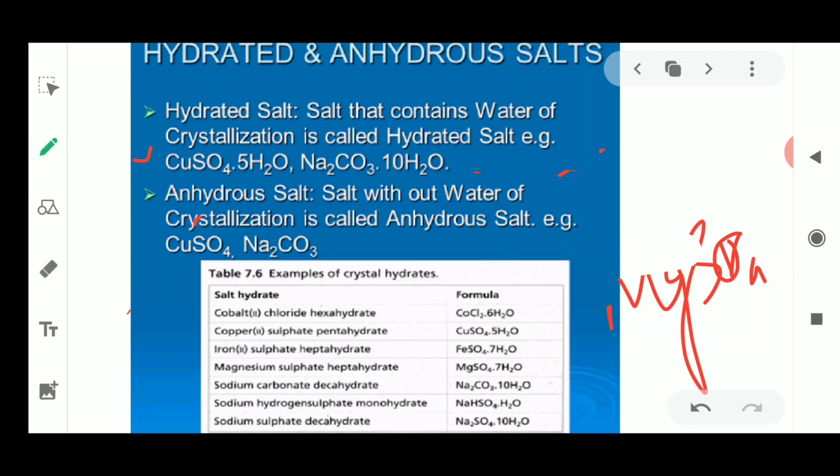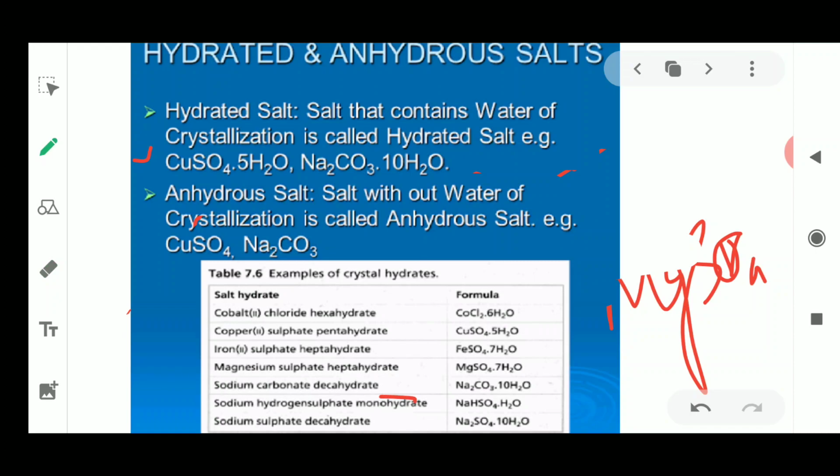Next is sodium hydrogen sulfate monohydrate. This is NaHSO4.H2O. Monohydrate means only 1 molecule of water is required for making 1 crystal of sodium hydrogen sulfate.